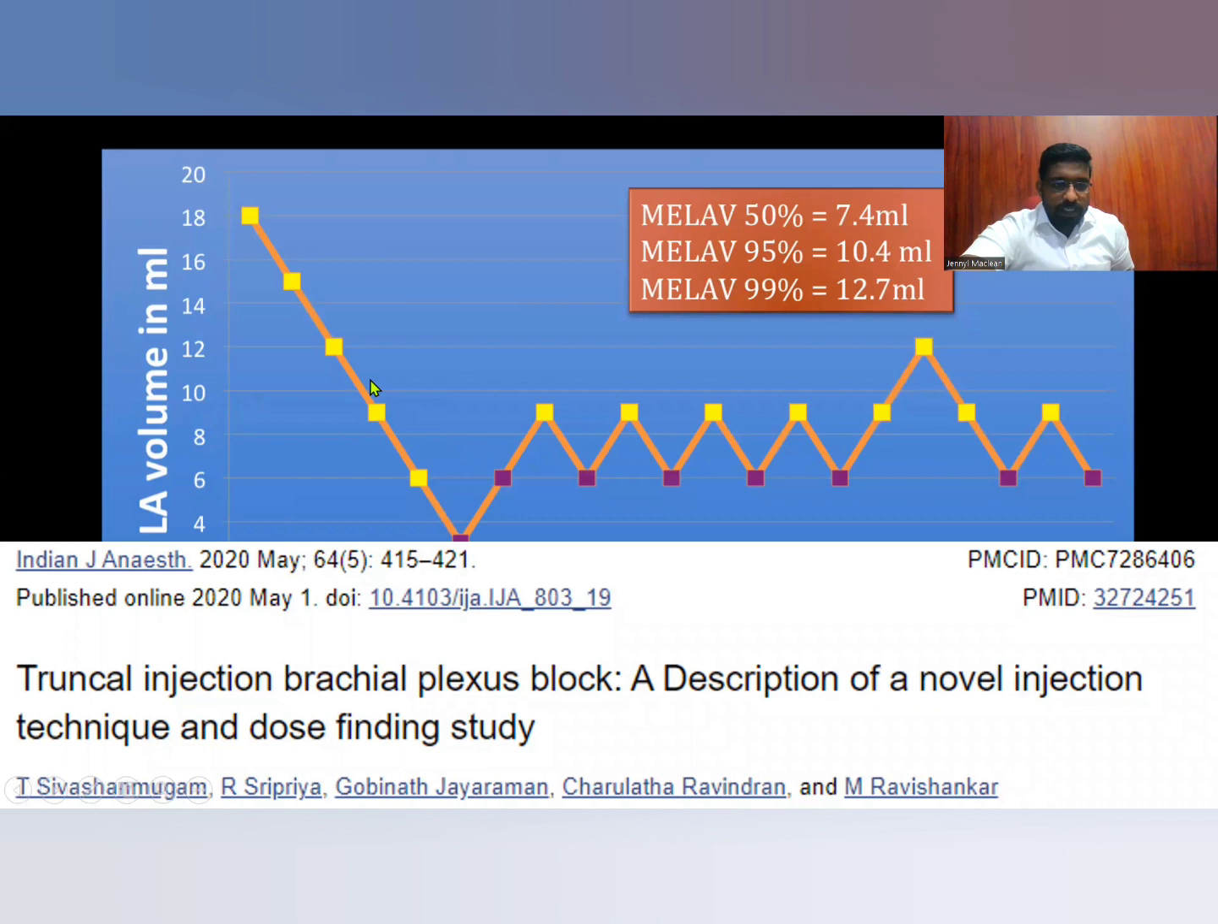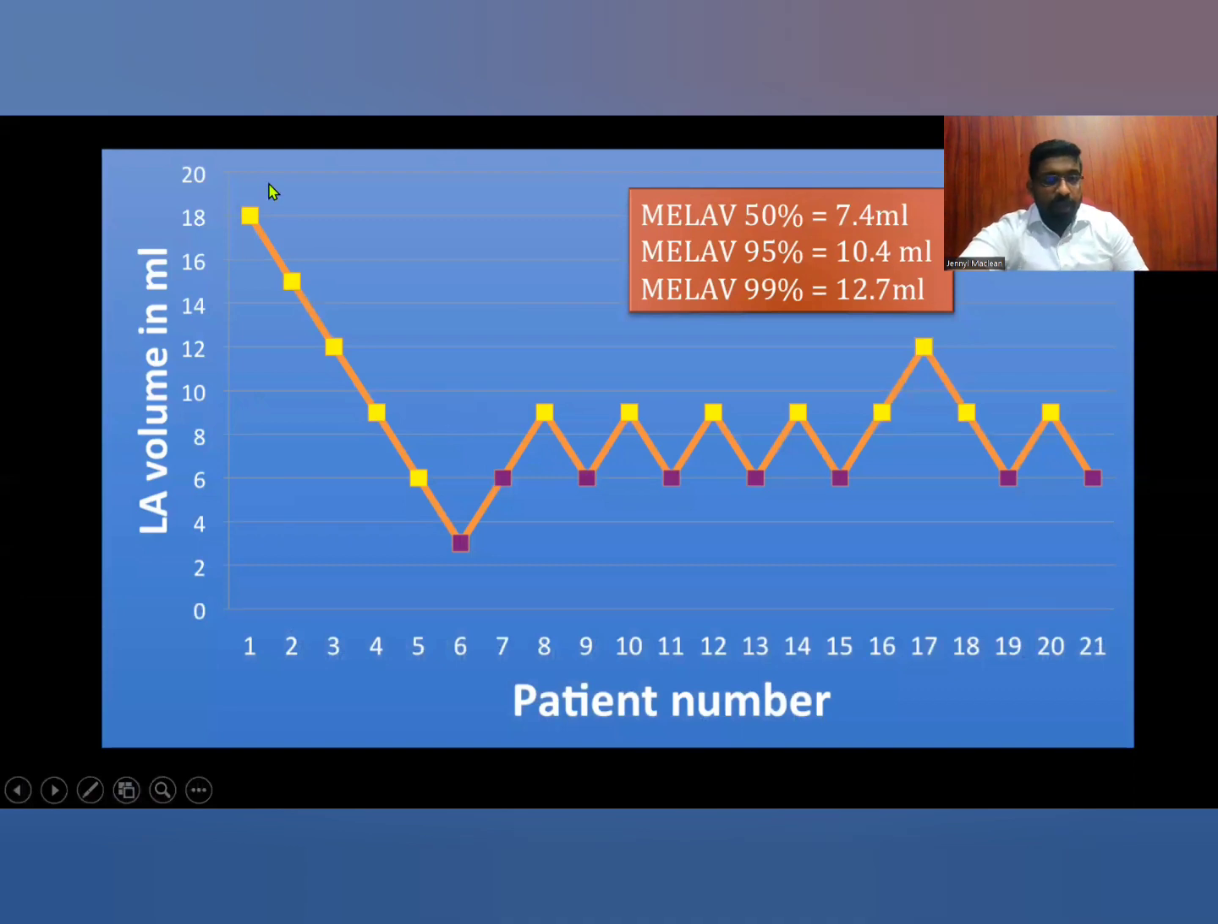Again, Dr. Shruti Shanmugam has published on truncal injections. This is going to be the era after 2020. He has published in the Indian Journal. Trust me, this is also going to be the era. What he has done is, for each trunk, he has deposited 6 ml of local anesthetic. So 6, 6, 6, it comes to around 18. He had a successful blockade. This is in 21 patients.